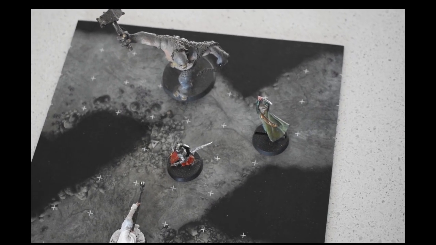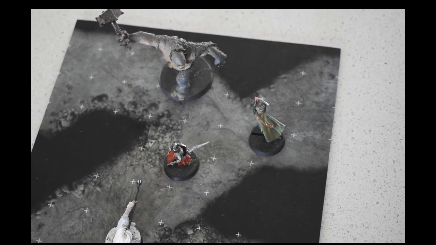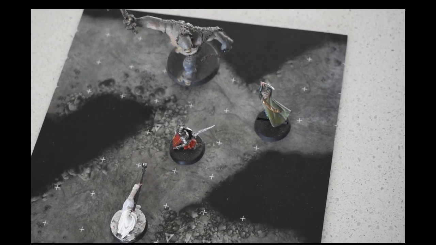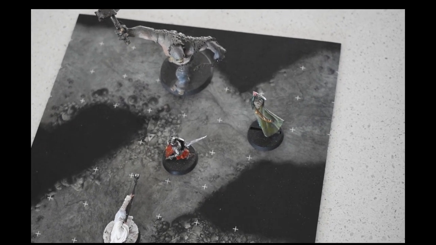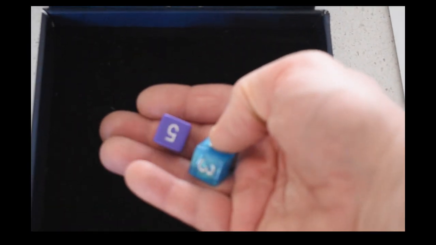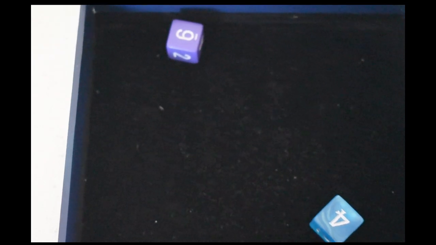The human fighter is carrying a bastard sword. The elf has a long sword. And the magic user has the staff. So the ogre is purple and the players are the blue. Initiative to determine who goes first. Initiative was rolled and we have 4 for the players, 6 for the ogre. The ogre is going first.